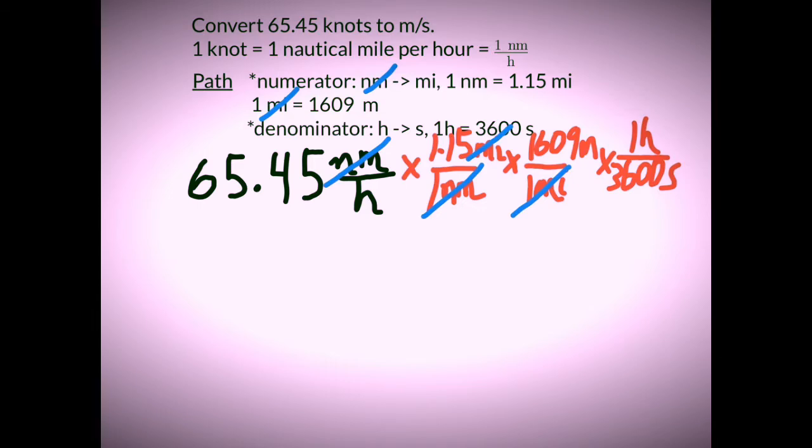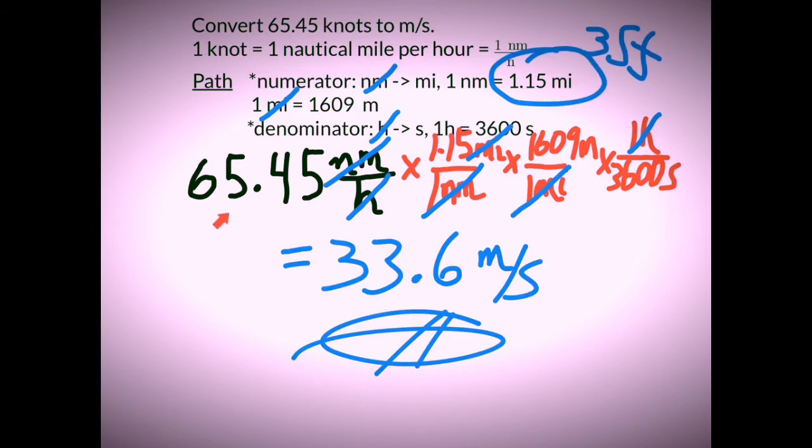Lastly, we need to cancel the hours. Hours are in the denominator. Therefore, in our unity fraction, we put the 1 hour in the numerator and the 3,600 seconds in the denominator. This gives us that 65.45 nautical miles per hour is 33.6 meters per second.